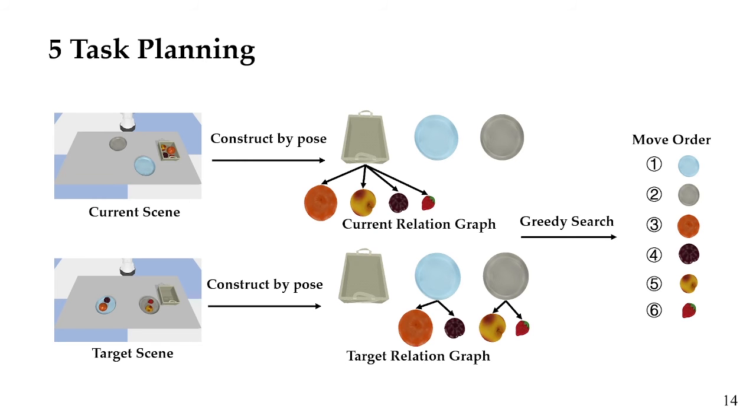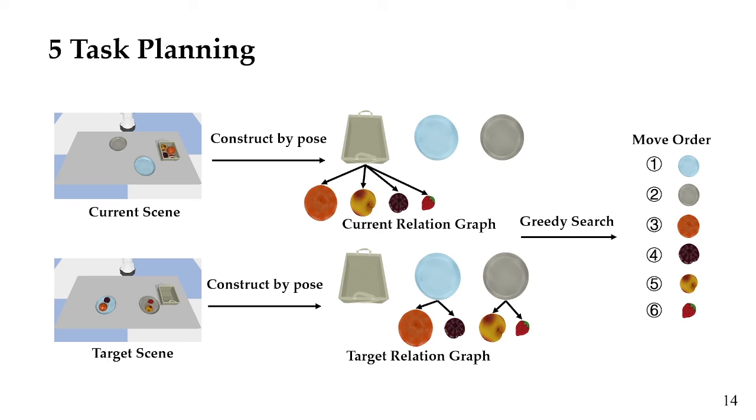In task planning, our main idea is to prioritize moving objects at the top of the current scene and at the bottom of the target scene. To realize this, we first construct the relation graph for the current and target scenes, and after that, we search for the moving order greedily.